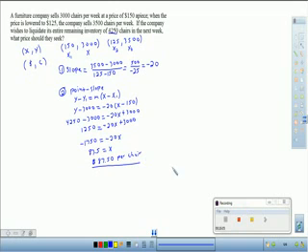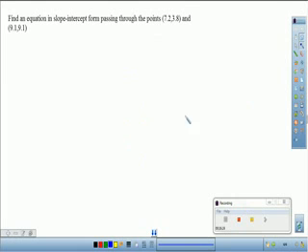Now, is that the only method to work it? No, I'm sure not. But that's the method that I use, because this chapter, or this week, we're focusing on equations of lines. Okay. Alright, now to find an equation in slope-intercept form passing through these points. Now we just kind of went through that.